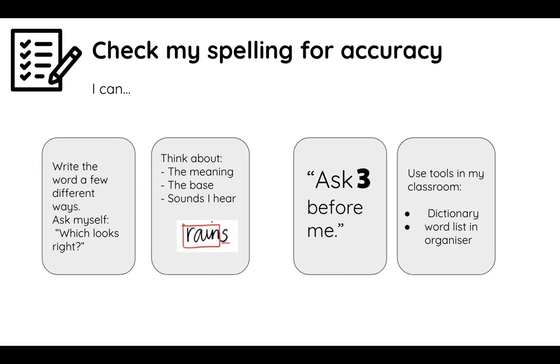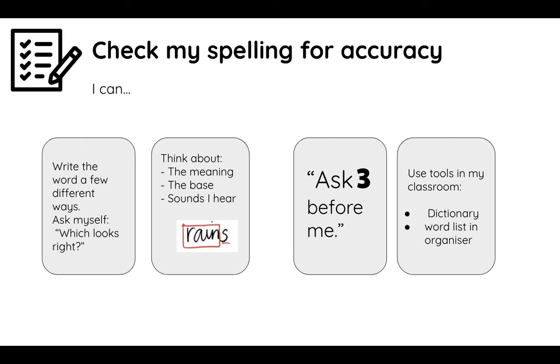Second thing you can do when editing your own writing is to check the accuracy of your spelling. So how do you do that? Well, there are a few different things you can try. When you're looking at the words that you've written down, sometimes people like to circle the words that they're not sure of. For those words that you are not sure about, the first tip is to write the word a few different ways. Usually, if you've misspelt a word, it doesn't look right, and you can usually tell which one it is just by writing it down a few different ways.